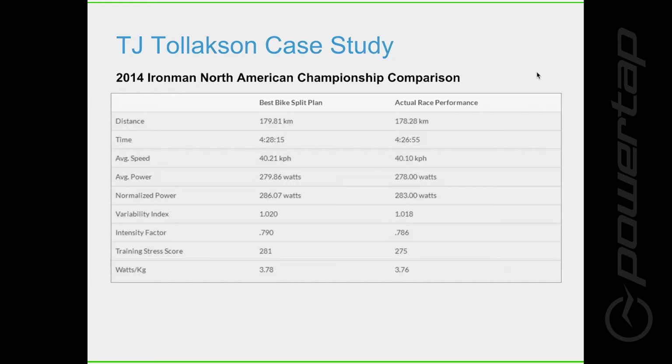What's really cool is you look at the variability index, and if you don't know, variability index is the difference between normalized power and average power. Typically for almost every triathlon, you want to stay under a 1.05. So he's sitting there at a 1.018. I mean, a 1.01 basically, or 1.02. That means he rode a very steady, even ride. And if you know the Mont Tremblant course, there are some hills and other things on it, so to ride this steady a ride is very impressive.